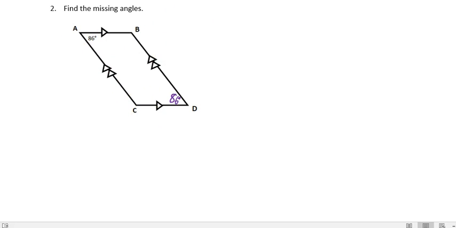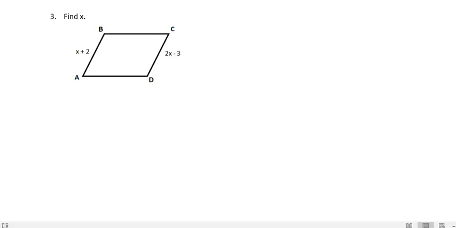They're supplementary. So I'm going to do 180 minus 86, and that is going to give me 94. So I know that angle B is 94, and because they are across from each other, angle C is 94. So that is how we are going to use those opposite angles being congruent and the adjacent angles being supplementary.